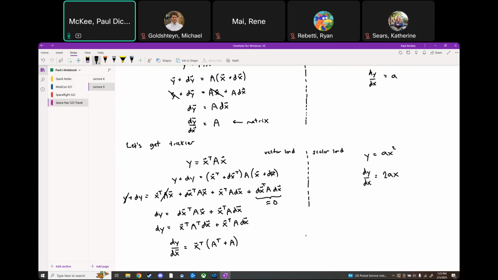And as another check, remember that the derivative of a scalar y with respect to a vector ought to be a row vector. Well, x transpose times A transpose plus A, all of this is a row vector. So that passes the smell check. Right, good stuff. Questions on those last three examples that we went through?